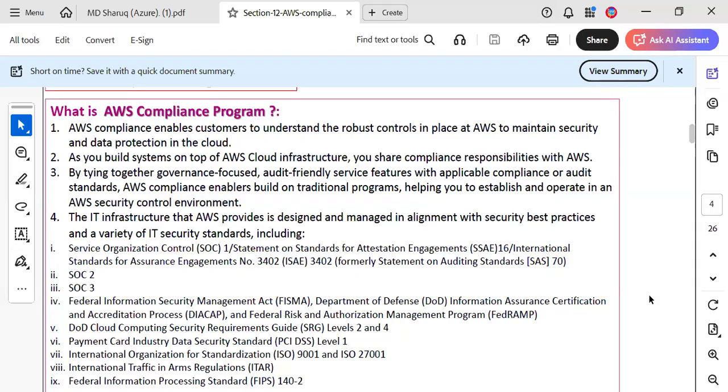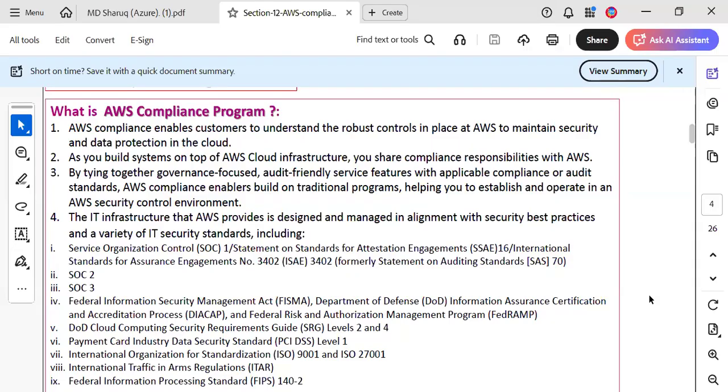And Federal Risk and Authorization Management Program. Yes, there are risk management programs within the government. It can be for security purposes, it can be for any kind of things. Then DoD cloud computing security requirements. I'll tell you what DoD is later on in the coming sessions. Okay, so now don't worry about that.